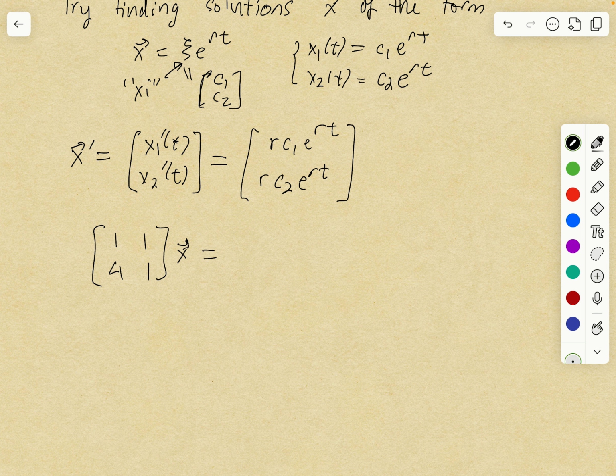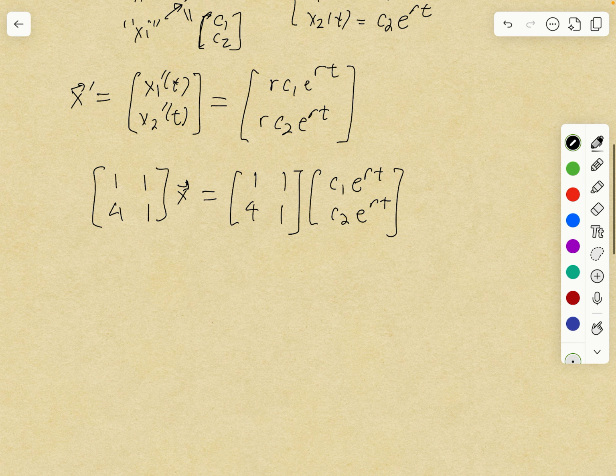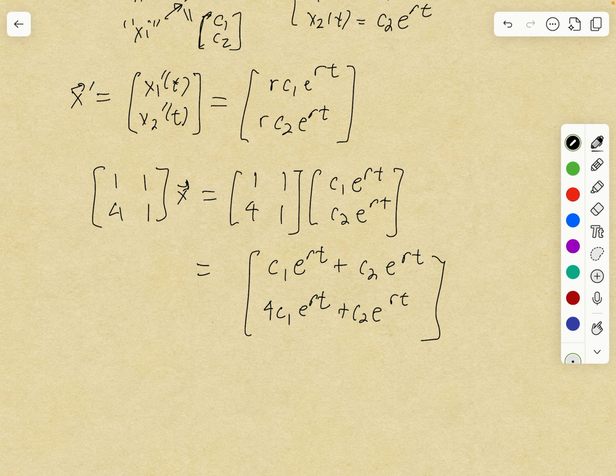The right side is going to be the matrix 1, 1, 4, 1 times c1 e to the rt, c2 e to the rt, because that's my x1 and x2. Now I do the matrix multiplication. I get c1 e to the rt plus c2 e to the rt, and then 4c1 e to the rt plus c2 e to the rt.